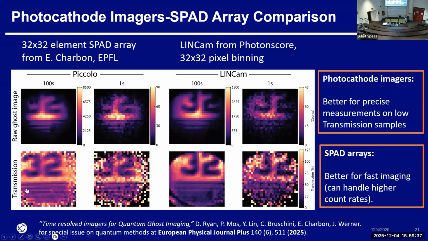But I would say because you have lower noise and better temporal precision on these photocathode-based sensors, they're much better for precise low transmission measurements, whereas this is better for fast imaging and potentially faster dynamics.